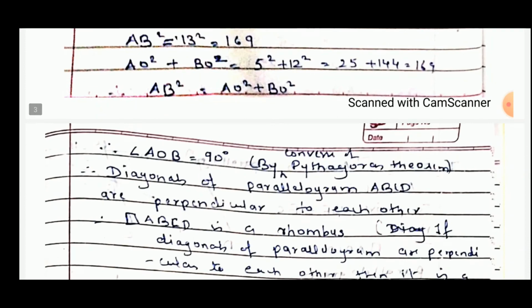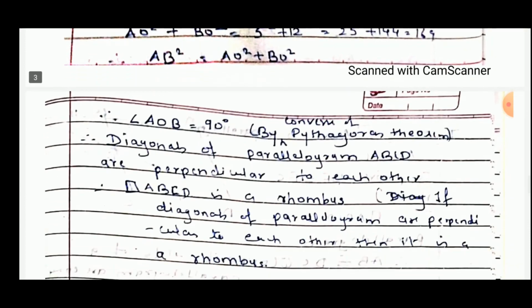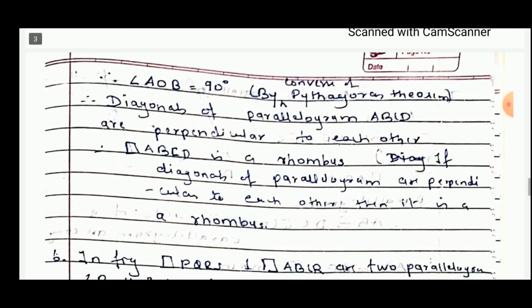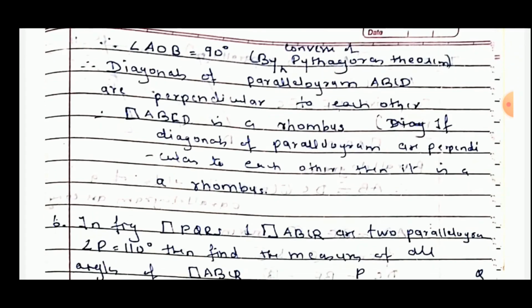Therefore, angle AOB is equal to 90 degree by converse of Pythagoras theorem. So, diagonals of the parallelogram ABCD are perpendicular to each other. So, therefore, quadrilateral ABCD is a rhombus. So, if the diagonals of the parallelogram are perpendicular to each other, then it is a rhombus.